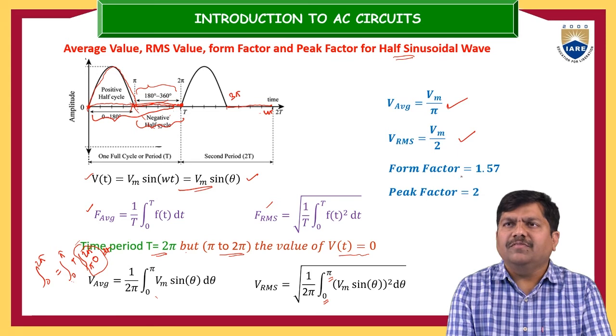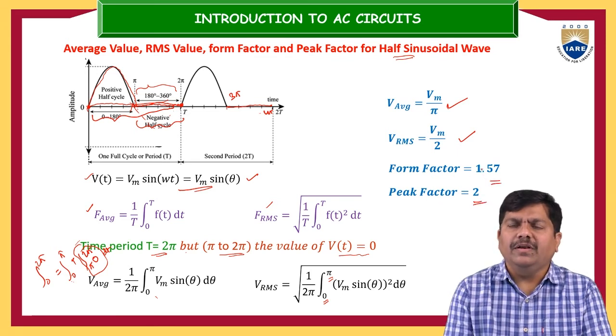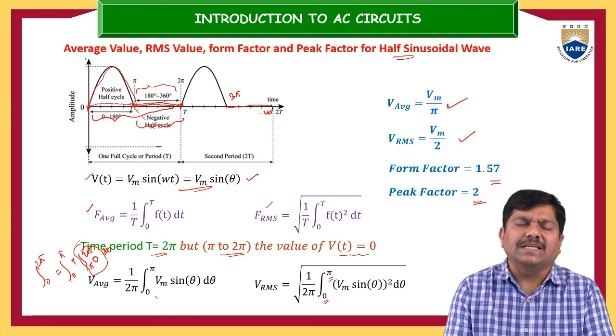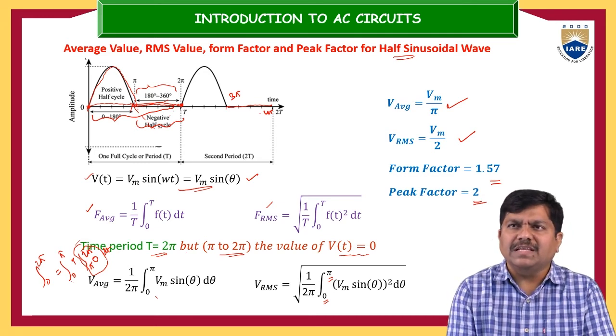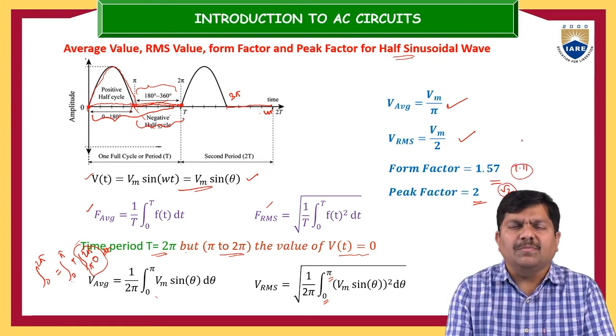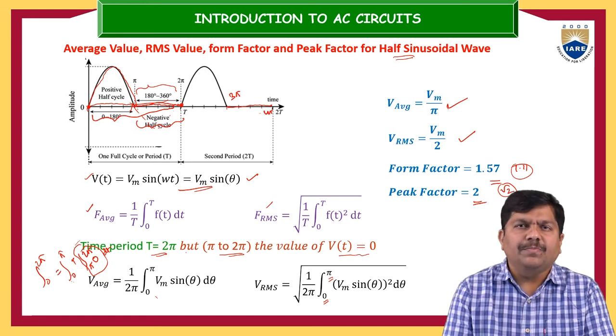Same way, we can calculate the form factor and peak factor also; this is 2 and this is 1.57. So you can observe the difference if the waveform is full sinusoidal or if the waveform is half sinusoidal. If the waveform is full sinusoidal, the form factor was 1.11, and the peak factor was root 2. So that is the difference. All these parameters, the average value, RMS value, form factor and peak factor, vary from signal to signal.